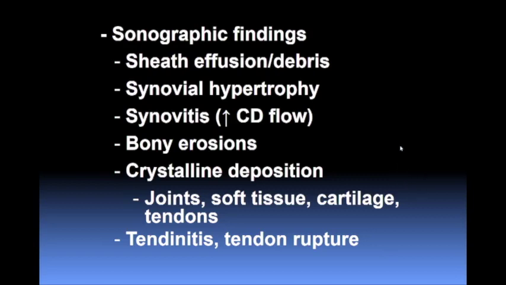So what do you look for? Well, in general, you look for an effusion in the tendon sheath or debris. You look for synovial hypertrophy. If that hypertrophied synovium shows color Doppler flow, then it becomes synovitis. You look for bony erosions, crystalline deposition in the joints, the soft tissue, cartilage, tendons, ligaments. And also, some of these diseases can predispose to tendonitis and even tendon rupture.